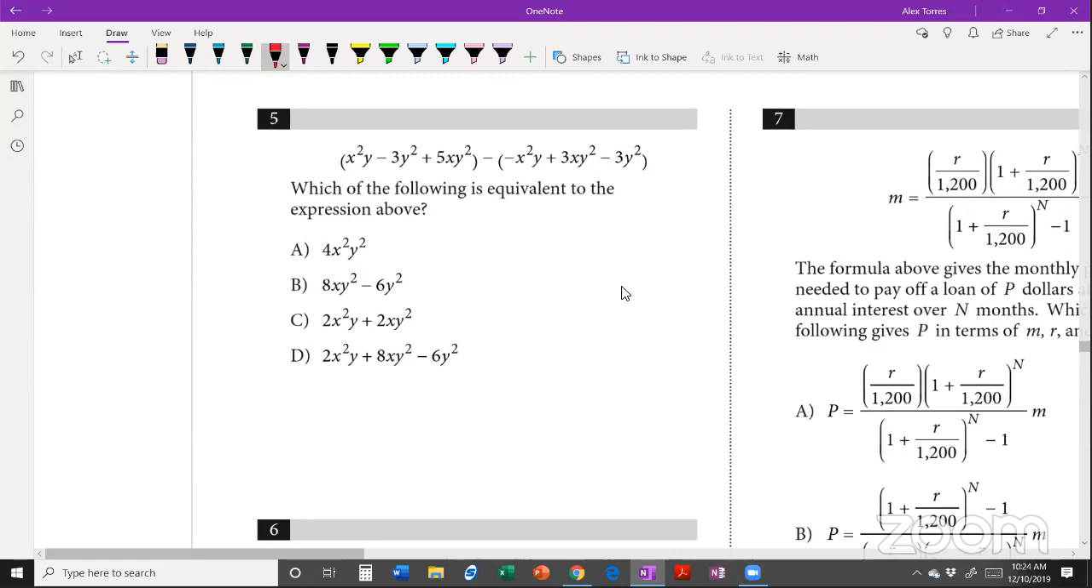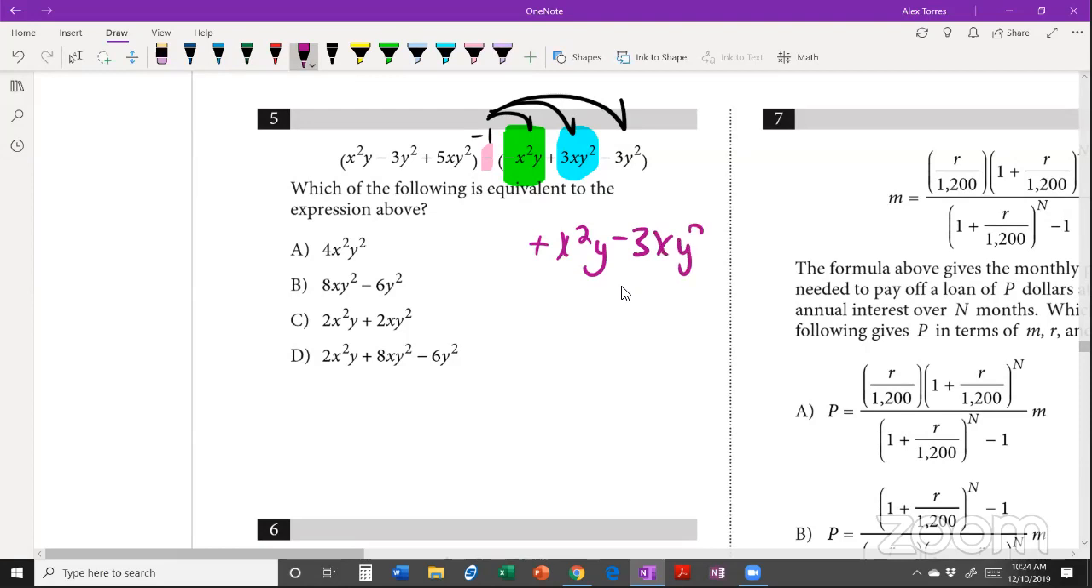Okay, in number 5, the first thing that sticks out to me is this minus sign here. Definitely consider that like a -1. It'll kind of make you more apt to want to distribute it. So -1 times the green term is positive x squared y, and -1 times the blue term is negative 3xy squared, and -1 times the purple term is positive 3y squared.